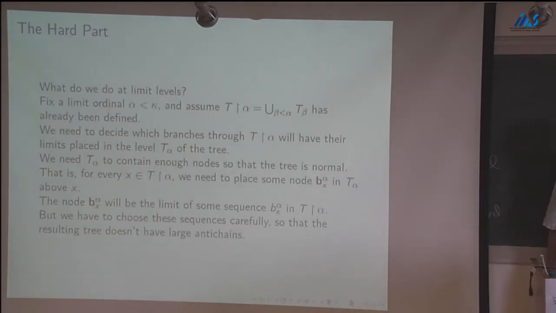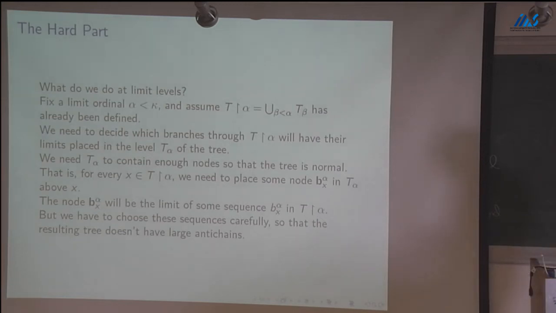What do we do at limit levels? So fix a limit level alpha. Suppose we've built all the levels of our tree below alpha. We need to decide which branches through the tree up to alpha will have their limits placed in the level alpha of the tree. And we need to make sure there are enough nodes there so that the tree is normal, meaning to say every node that is already in the tree below alpha needs to have some node above it placed into the tree.